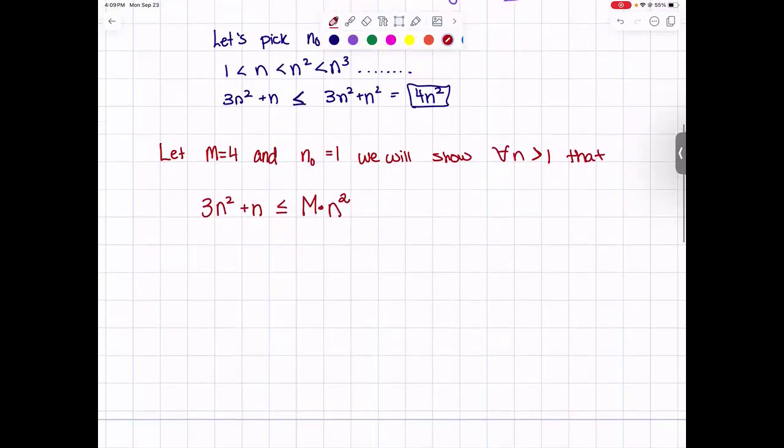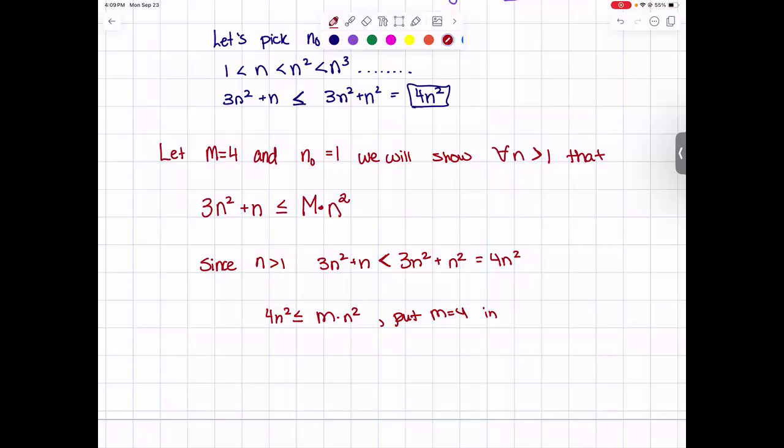We can sub in the values that we just said we definitely knew that we had. Since n is greater than 1, 3n squared plus n is going to definitely be less than 3n squared plus n squared, which is the same as 4n squared. 4n squared is less than or equal to m times n squared. Put m equals 4 in, and we get 4n squared less than or equal to 4n squared, which proves exactly what we were looking for. So therefore, 3n squared plus n is definitely going to be big O of n squared.